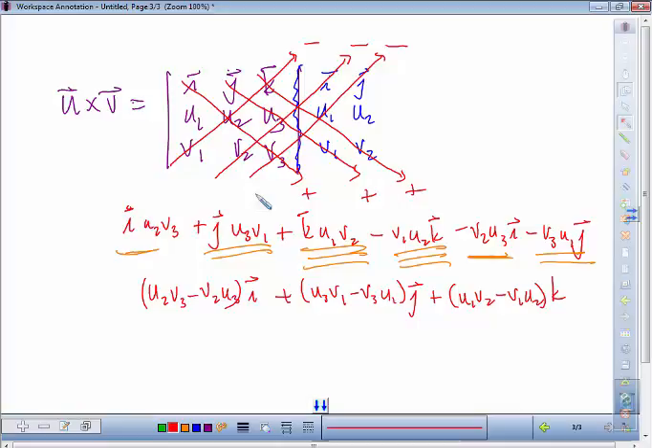Okay? So that's the algebraic way of computing cross product. Any questions? All right, let's take a look at some geometry behind the cross product.